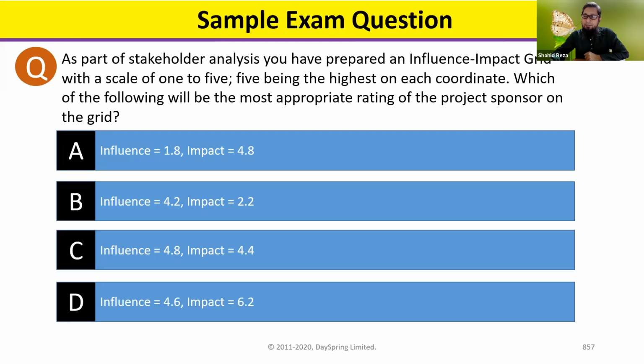Can anyone? Hello? Yes? C. Rajan said C, right? Yes, sir. Rajan says C. Anyone else? What will be the answer? B or D? Sulaiman? A, B. B. Yep.